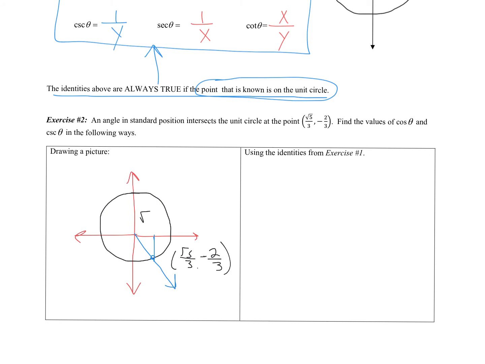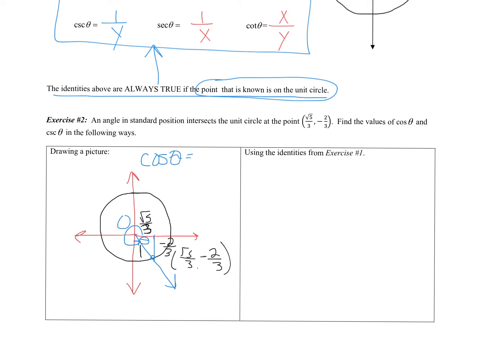So this is radical 5 over 3 here. And this is negative 2/3 here. And we know if it's the unit circle, this is a 1. So from this picture, here's my angle. Really, here's my angle, but we're going to use the reference angle in the triangle over here. So we're going to figure out the cosine of theta.